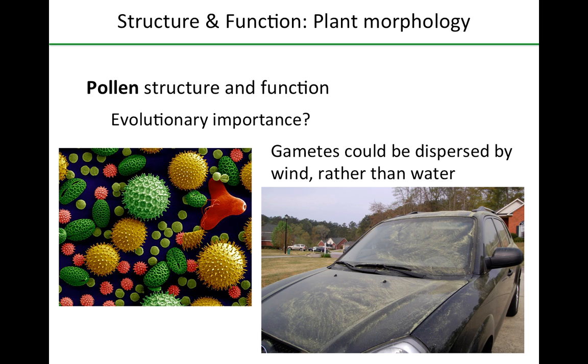Okay, so the earliest pollen-producing plants would have been relying on wind to disperse their gametes, the male gametes anyway, rather than water. Okay, so this is a much more efficient mode of dispersal for gametes.